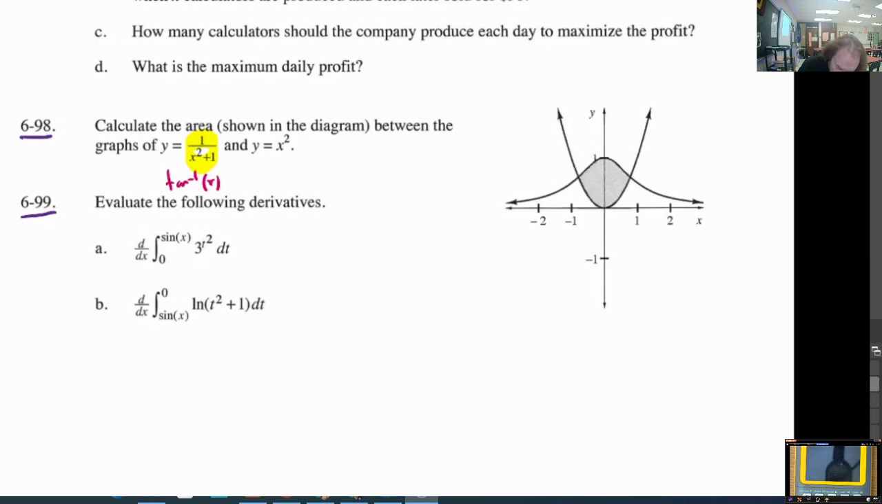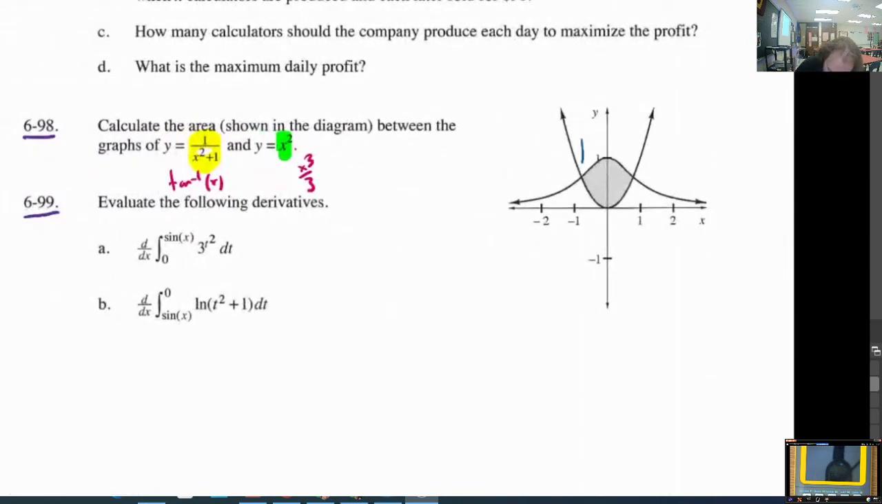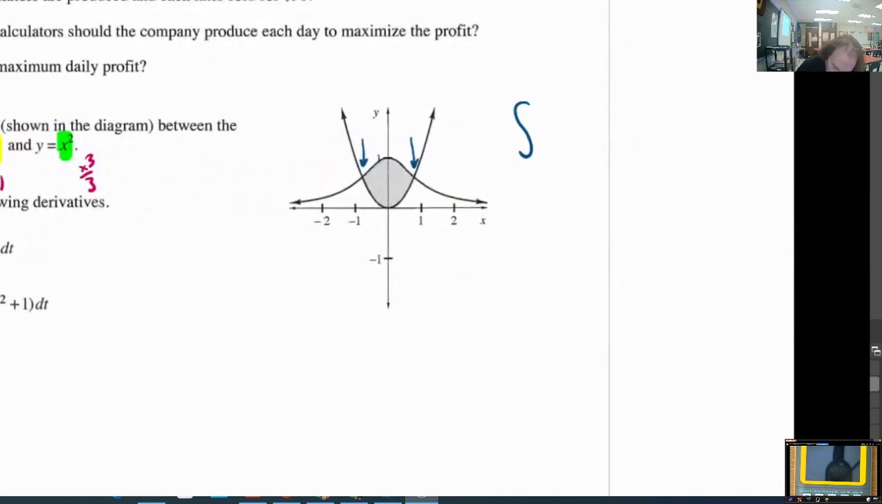And the antiderivative of x squared is x to the third over 3. But we're going to go ahead and ignore that for now. All we need to do in this problem is figure out what these intersection points are right there and there. And we're just going to set up an integral of 1 over x squared plus 1 minus x squared. And we're going to let the calculator do all of the work for this problem.